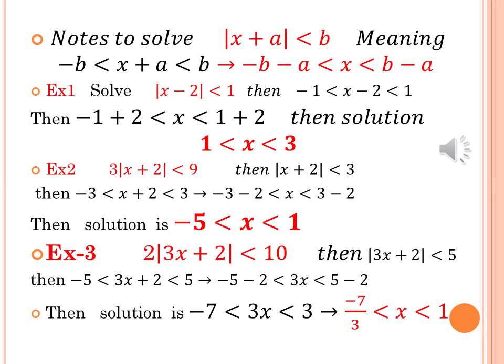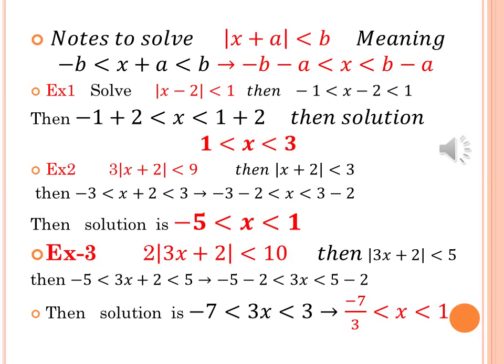Moving 2 to both sides. The plus 2 moving here becomes negative 2. Negative 2, negative 3 is negative 5. On the right, moving 2 gives negative 2, so 3 minus 2 is 1. So the result is x greater than negative 5 and less than 1.